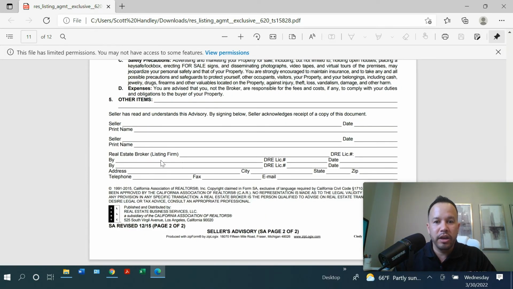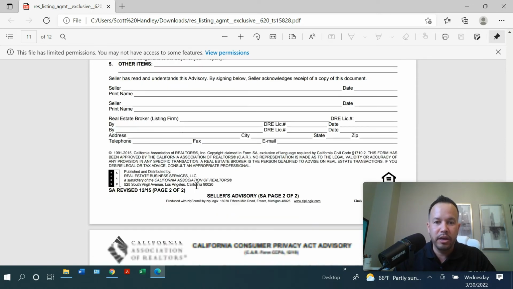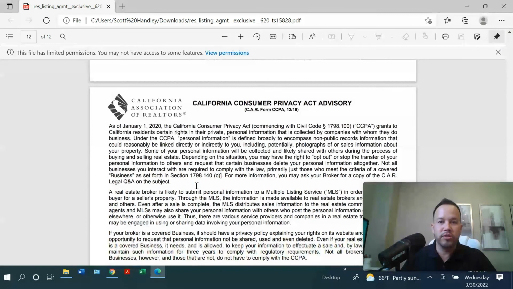And on the SA, the real estate firm needs to be put just like the RLA, page 5. And we put the agent, DRE number, date, everything else filled out and signed here. Okay. Now, the very last form to this complete RLA is the CCPA, California Consumer Privacy Act Advisory.